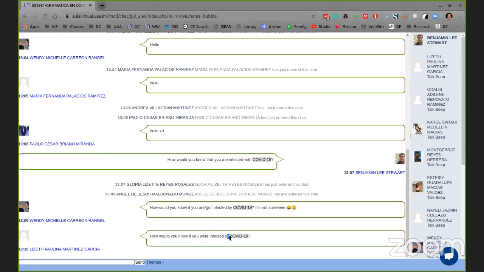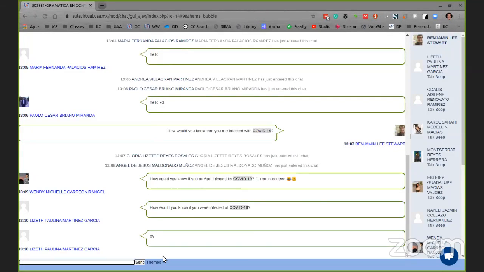Now, instead of the preposition of, what other preposition could you use instead? By, exactly. Right? So I would say, how would you know if you were infected by COVID-19? Now, there are two clauses here. You should recognize this as one of the four conditionals. So my question is, which conditional is it? And how would you write the question and change the order of the clauses?